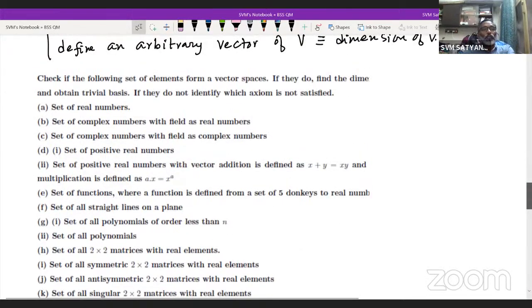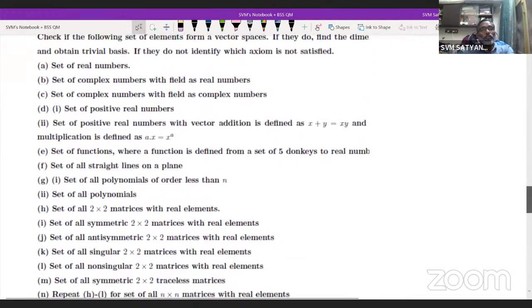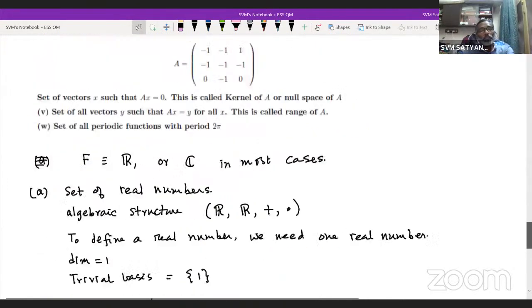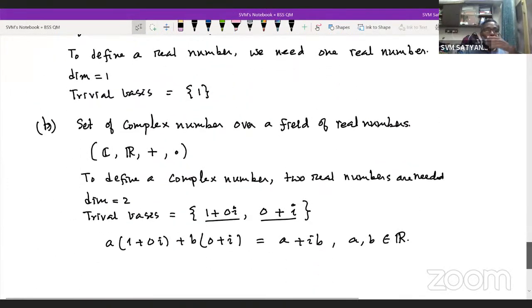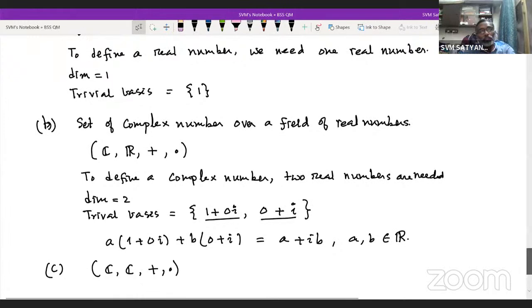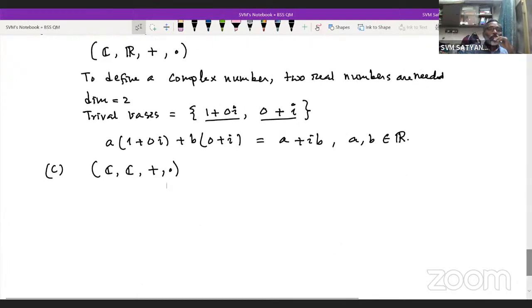Okay. Now the third one is the set of complex numbers with the field as complex numbers. I have complex numbers, plus and multiplication. So now let me not write all these sentences. We will directly ask what is the dimension of this vector space.